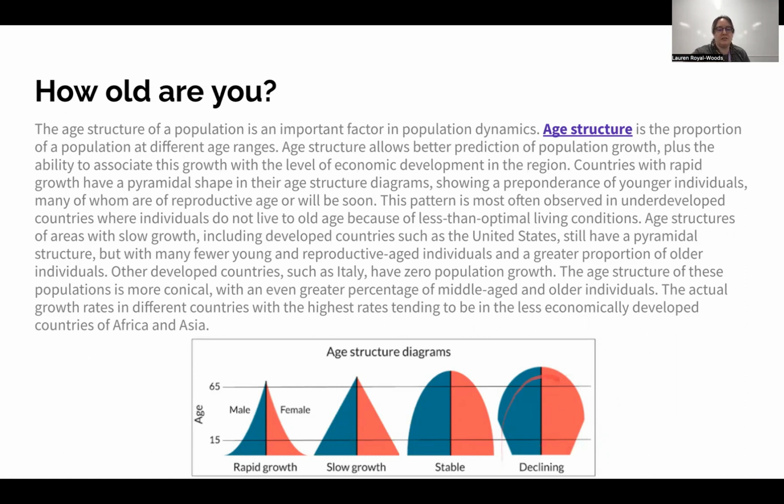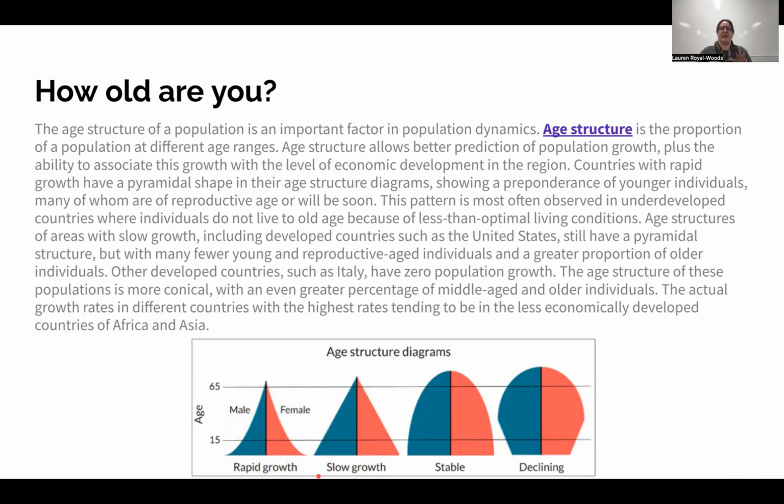Another one that's basically declining would be Italy. Italy's having zero population growth. So they're more conical. This would be Japan. Slow growth would probably be Italy right here. Less developed countries in Africa and Asia would have rapid growth, like Kenya. This would be Kenya right here. You'll see that in less developed countries, they have more of a rapid growth rate.